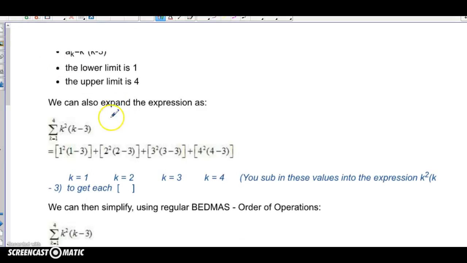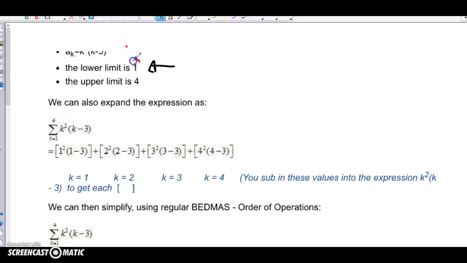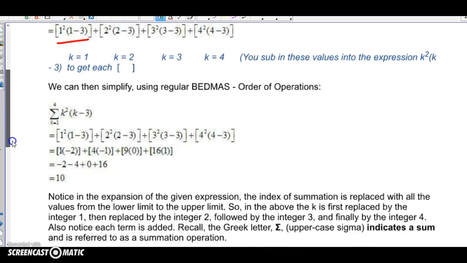If we skip to the next page, it goes over some definitions here. The lower limit and the upper limit. The lower limit says, where do I start? That was the 1, and I go to 4. So I want the first term to the 4th term. Here we do exactly what I did earlier, just with different brackets. And then when you add them up, you get a total, which is your answer. In this case, it's 10.